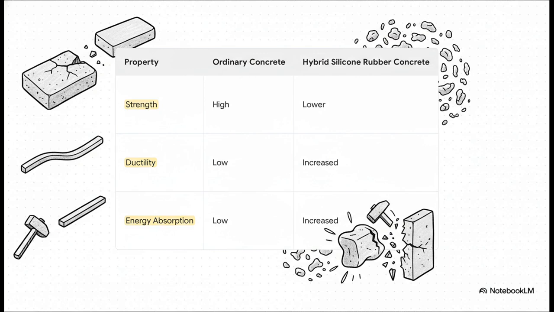It's really fascinating. By tweaking the microstructure, scientists created what's called a hybrid silicone-rubber concrete. Basically, they swapped out some of the hard, rocky bits for tiny particles of silicone rubber. And as you can see from the table, sure, they gave up a little bit of raw strength, but in return, they created a material with way more ductility and energy absorption. This stuff can bend and absorb impacts in ways that normal concrete could only dream of.